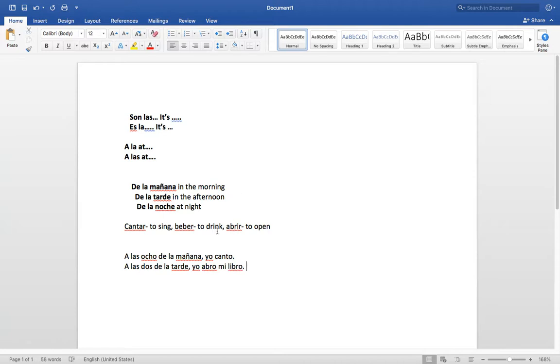So it can help you remember our yo form of each present tense verb at the very least, although you could practice with all kinds of forms. If you want to say, a las 8 de la noche, nosotros bebemos leche. You can practice and see if you remember the other present tense forms. Like, a las 8 de la noche, at 8 at night, we drink milk. Nosotros bebemos leche.